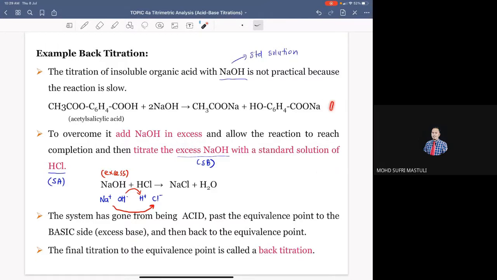During the first titration, the standard solution of sodium hydroxide is in excess amount. And then during the second titration, the excess amount of sodium hydroxide will be titrated again with another standard solution of HCl.